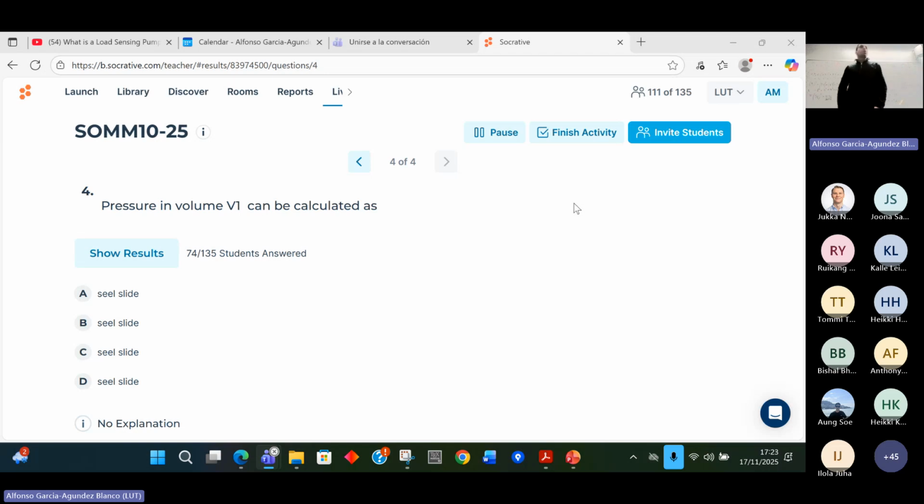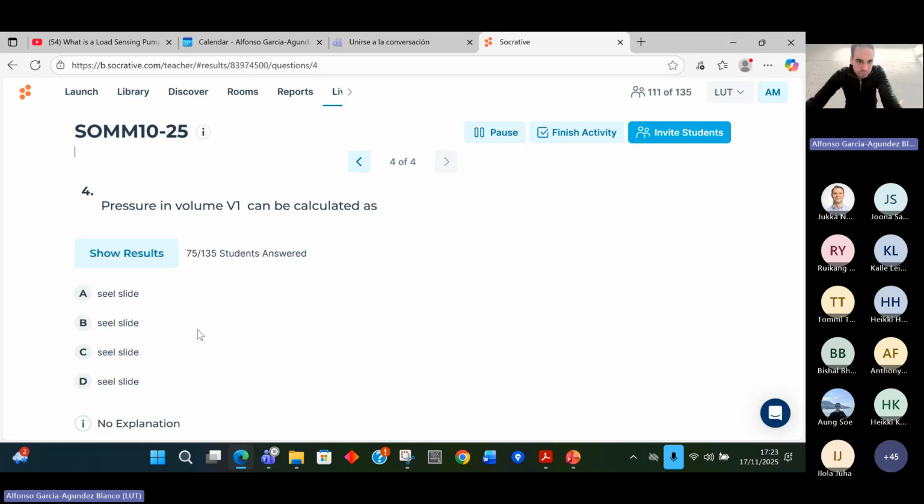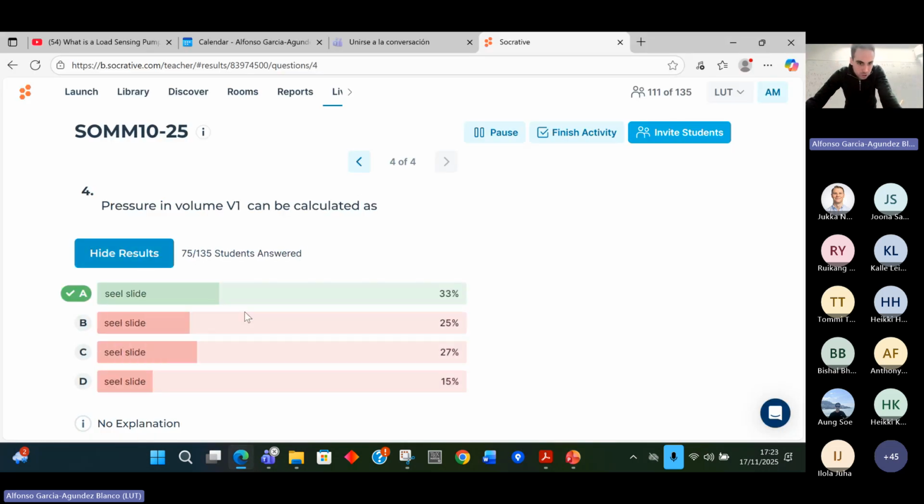Okay, 74. So which was the correct answer? A, no? Very easy. Perfect. QA1 is incoming flow rate and QA2 is outcoming. Okay. So let's show the results. Is A, okay? Only 33%? Oh my God.